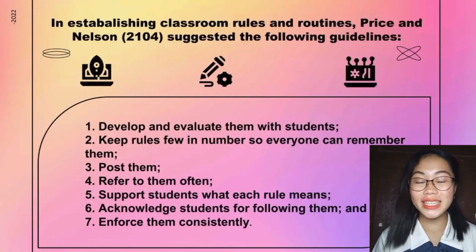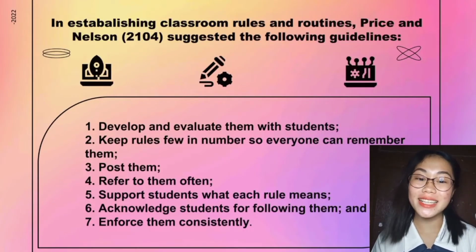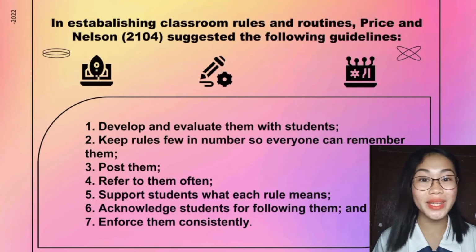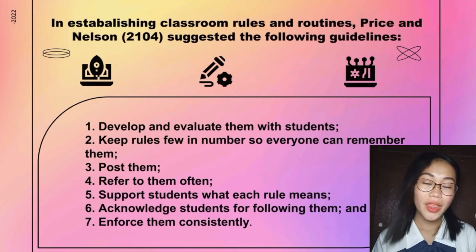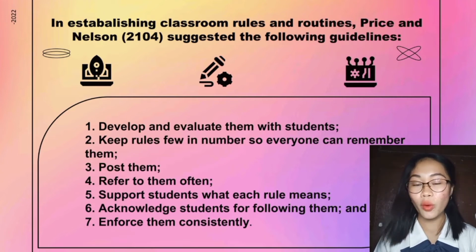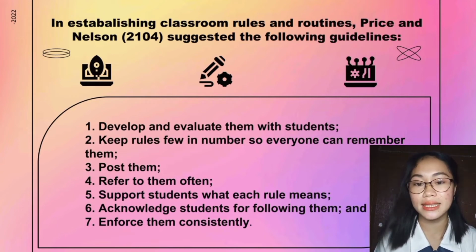In establishing classroom rules and routines, Price and Nelson of 2014 suggested the following guidelines, and we have 7. First, develop and evaluate them with students. Second, keep rules few in numbers so everyone can remember them. Third, post them. Fourth, refer to them often. Fifth, support students with each rule. Sixth, acknowledge students for following them, and lastly is to enforce them consistently.